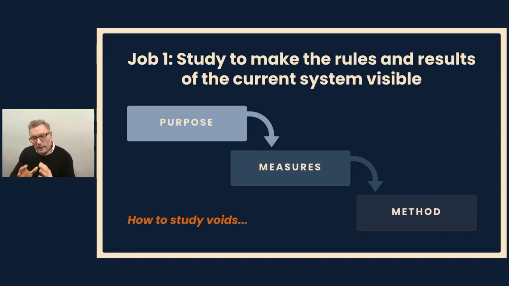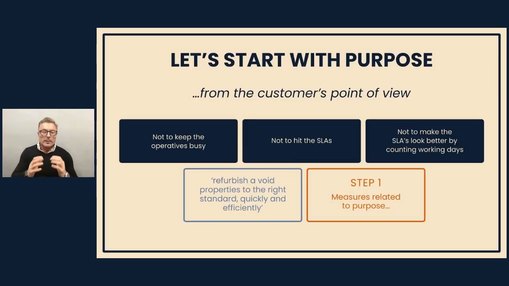Now, the third thing that most people really fall down on here is understanding the method by which we do those voids. In other words, if we have clear purpose, clear measures, and a clear method, then we can start to experiment with methods to influence the measures and therefore better attain purpose. So let's start by understanding purpose.